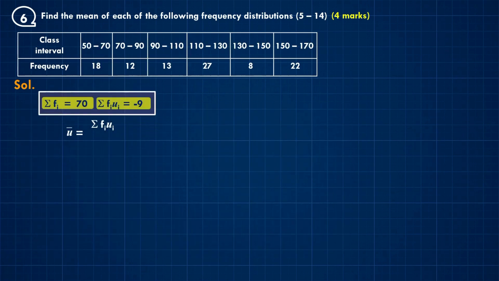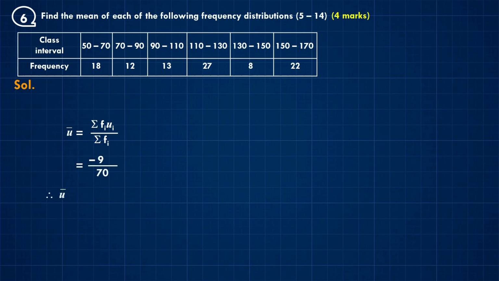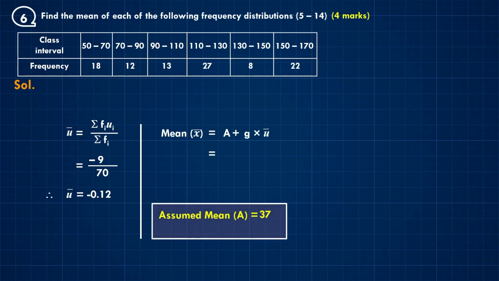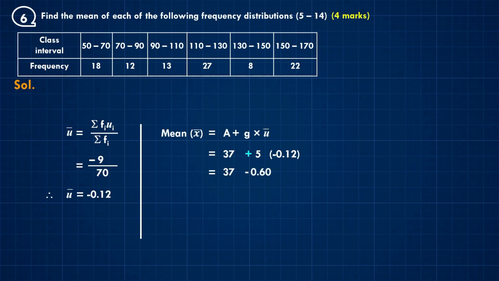Now let's put in the values, summation of fi ui by summation of fi, and we will get U bar, that is minus 9 by 70. The approximate value is minus 0.12. Now the mean will be A plus G into U bar. So A, the assumed mean, is 37, plus G is 5 over here, into U bar, minus 0.12. So 37 minus 0.60. The approximate value is coming 36.40. So this is the mean.